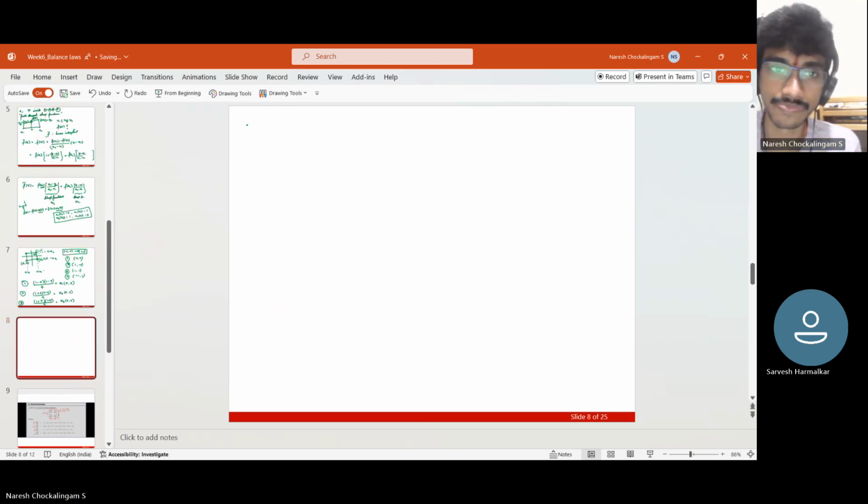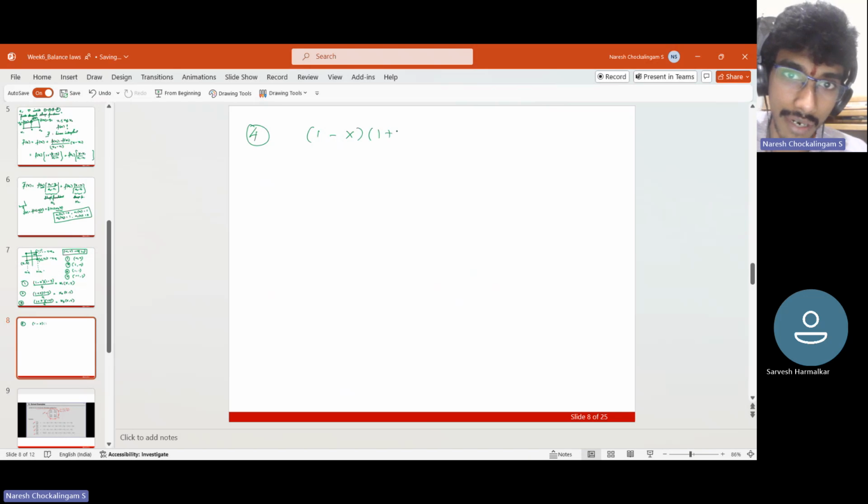And for the fourth node, it is simple. It is x is -1, y is 1. So you get 1 minus x, 1 plus y by 4. This is n4 of x comma y.